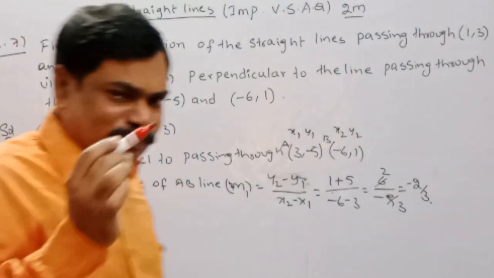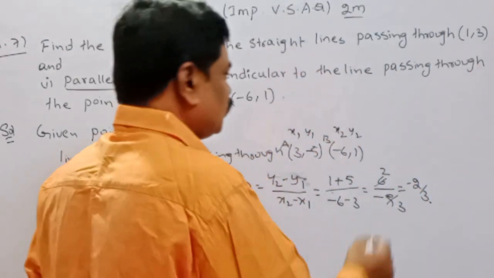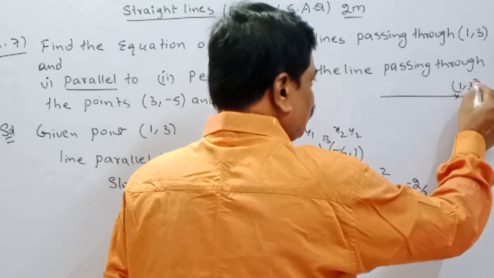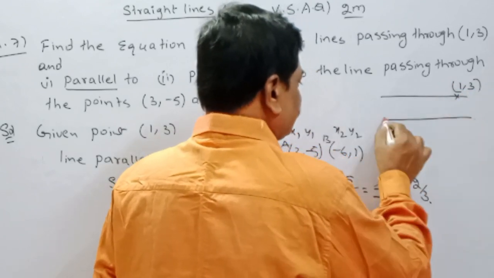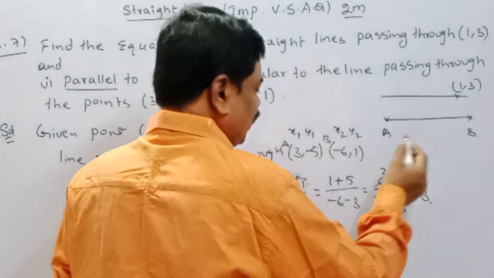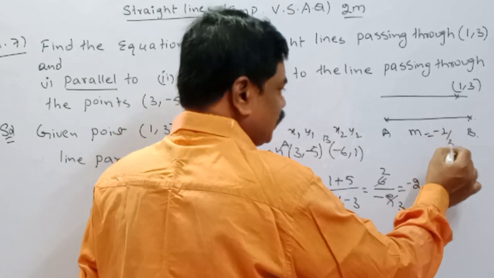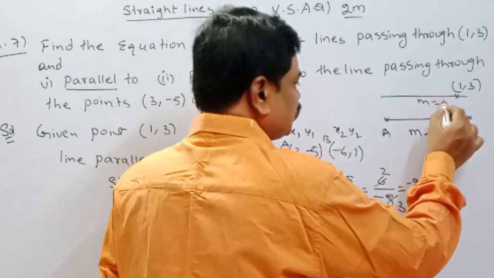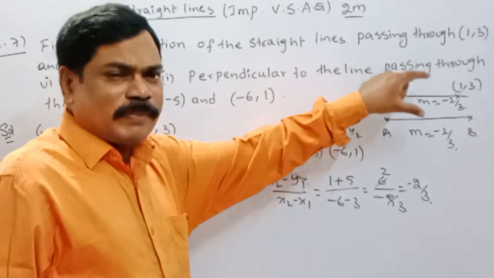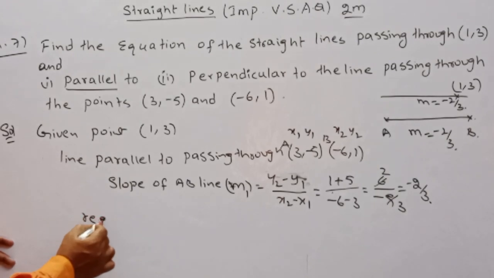If two lines are parallel, their slopes are equal. So this is the required line passing through the point (1, 3), and this is the line AB. Then the slope m is equal to minus 2 by 3. This slope is also minus 2 by 3. Why? Because these two are parallel to each other.